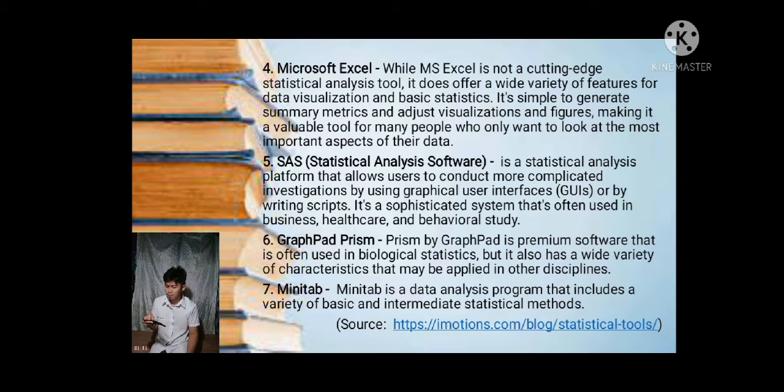6. GraphPad Prism. Prism by GraphPad is premium software that is often used in biological statistics, but it also has a wide variety of characteristics that may be applied in other disciplines. 7. Minitab. Minitab is a data analysis program that includes a variety of basic and intermediate statistical methods.